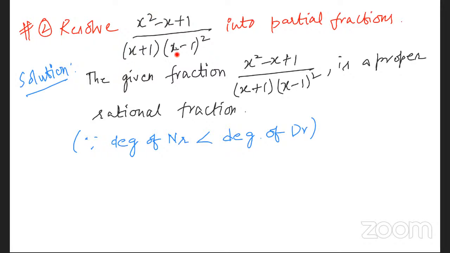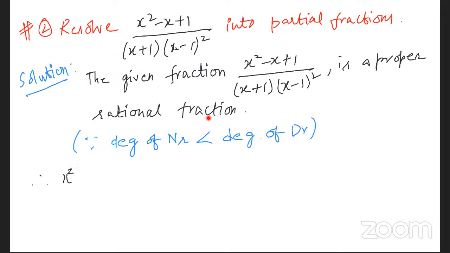be a cubic equation or cubic expression. It will be x cubed. The degree will be 3. So the degree of the numerator is less than the degree of the denominator. Then you can say it is a proper rational fraction, and then we can resolve into partial fractions. Okay.